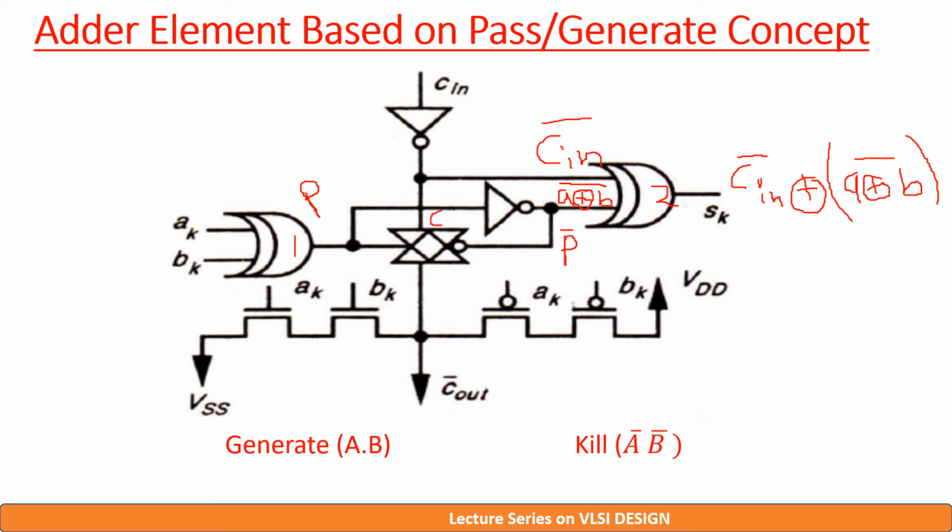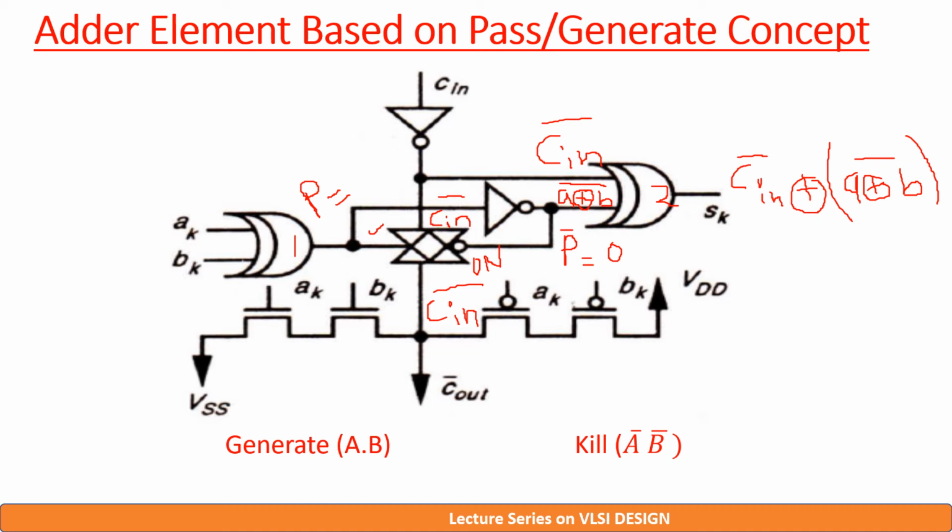So at this point we have Cin bar. If propagate signal is 1, it means P bar is 0. 1 going to the gate of NMOS turns it on, 0 going to the gate of PMOS turns it on. So the entire TG is enabled, and therefore Cout bar is equal to Cin bar, or Cout equals Cin.